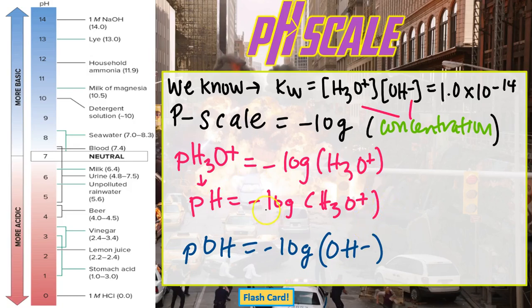This is going to allow us to get a positive number instead of having to deal with anything negative. We also can do the same thing for the concentration of pOH, so we'll just say pOH is equal to negative log of the OH minus concentration. But of course, in our course, we normally focus on pH.